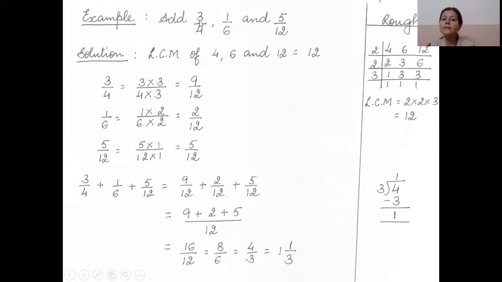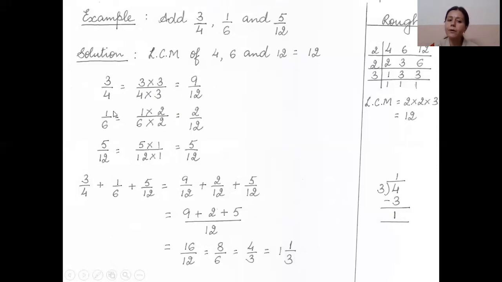Now better take the first fraction 3 upon 4. You will make the denominator equal to the LCM, that is 12. 4 into 3 is 12. The number with which you multiply the denominator, the same number you have to multiply the numerator also. 4 3s are 12, children. So 3 3s are 9. So beta 3 upon 4 is equal to 9 upon 12.